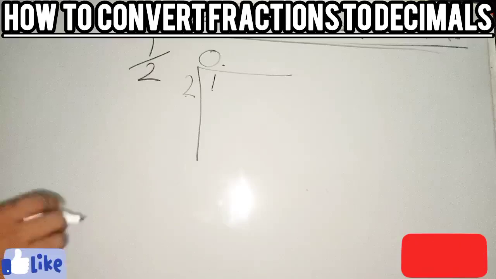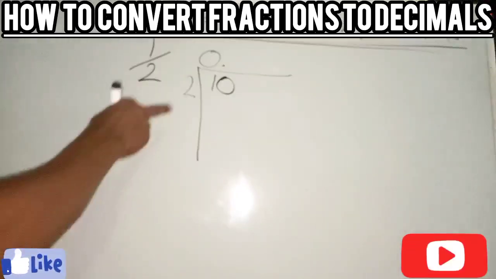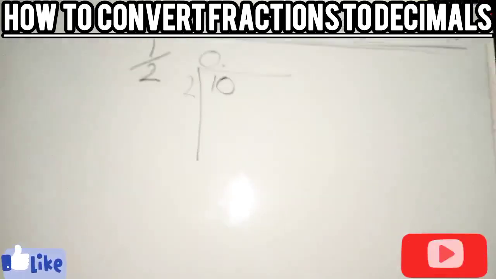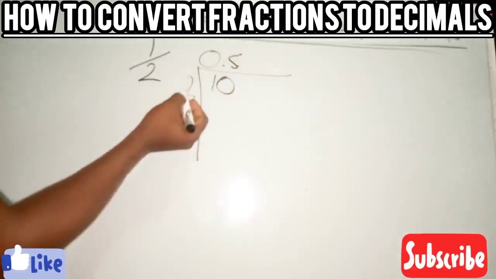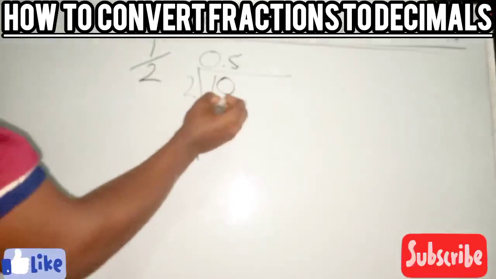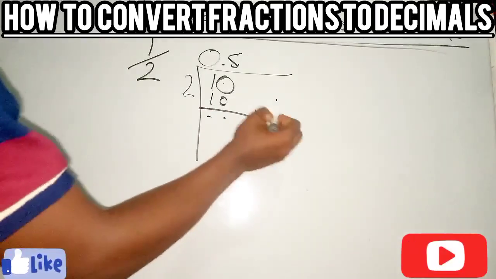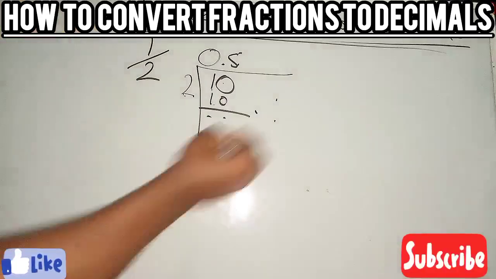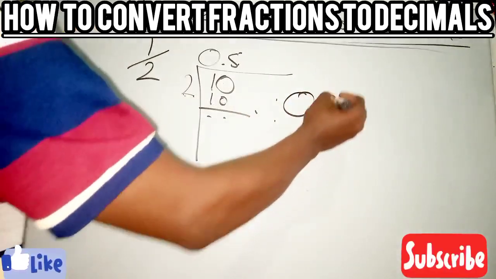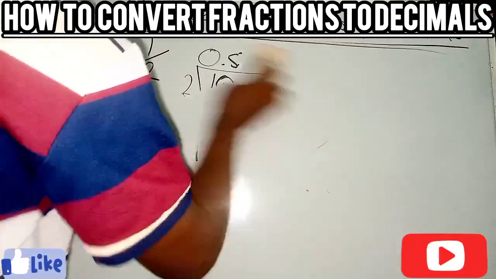So after you bring your point 0 at the top, you can now add 0 to the 1 to make it 10. Now can 2 go into 10? Yes, 2 can go into 10. How many times? 5 times. So you have 5 times 2 and it will give you 10. When you subtract the down one from the top one, you have nothing. Therefore, 1 over 2, sending it to a decimal form will give us 0.5 as our answer.